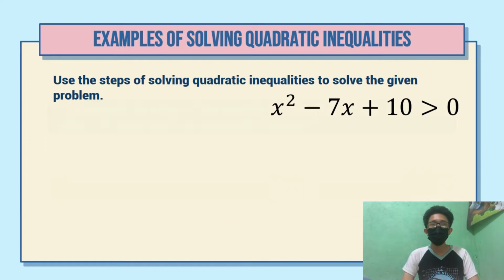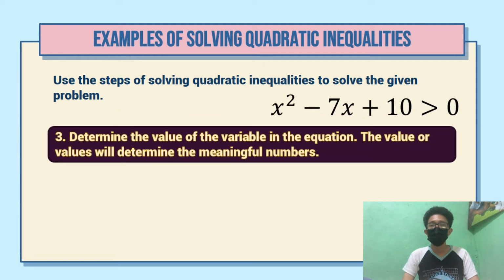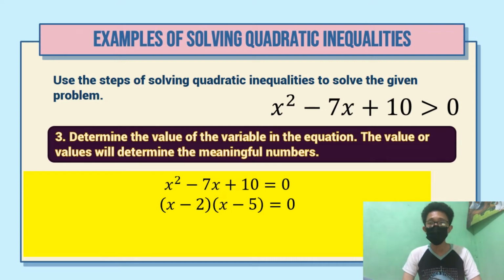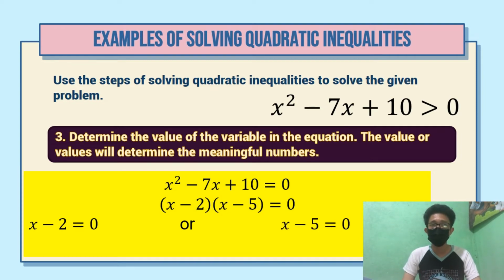Step 3. Determine the value of the variable in the equation. The values will determine the meaningful numbers. After we factored x squared minus 7x plus 10 into x minus 2 and x minus 5, we will use the zero property, wherein if AB is equal to 0, then A is equal to 0 or B is equal to 0. Since x minus 2 times x minus 5 is equal to 0, we can conclude that x minus 2 is equal to 0 or x minus 5 is equal to 0.